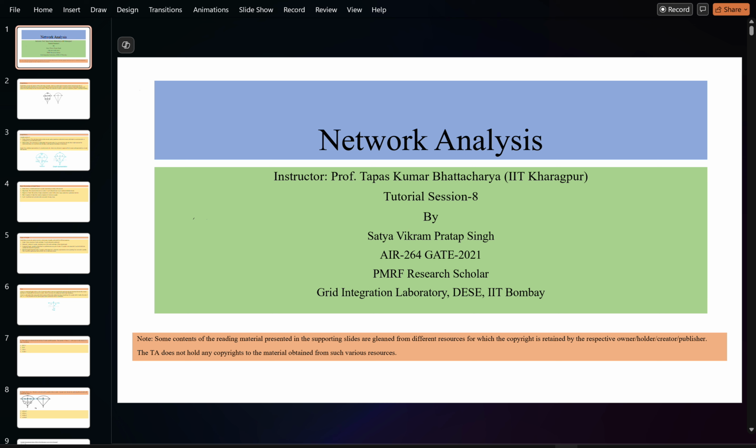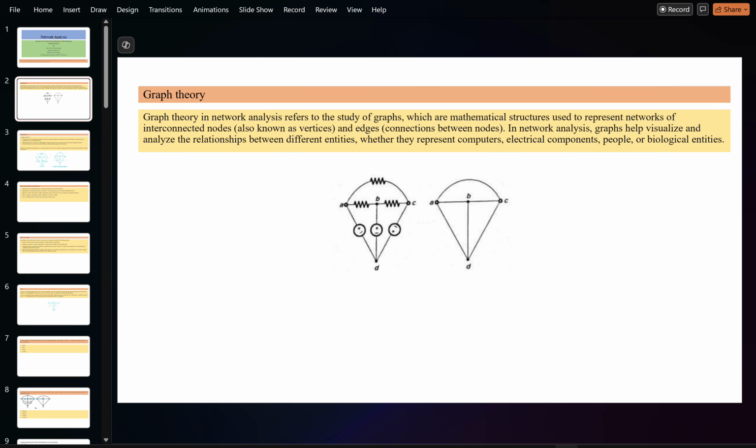Okay. So in this tutorial session, we will see a few of the theories related to network analysis, and we will solve a few of the problems, some objective problems and some numerical problems. And after that, we will see how to find the matrices of different kinds of networks, and we will go through it question-wise as well. Okay. So, starting the theory session related to graph theory.